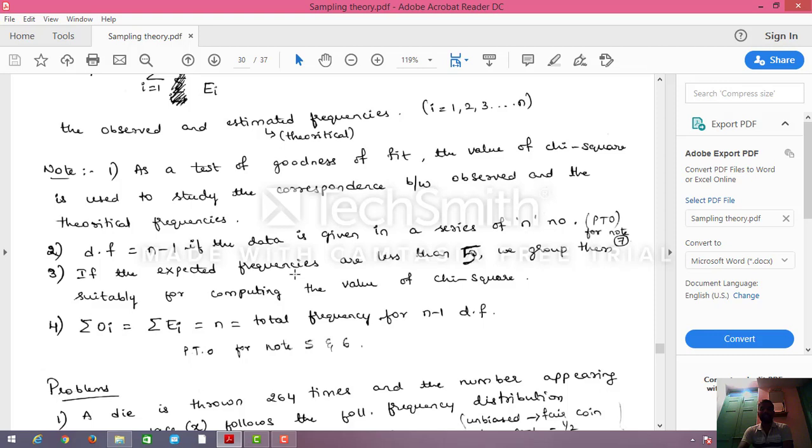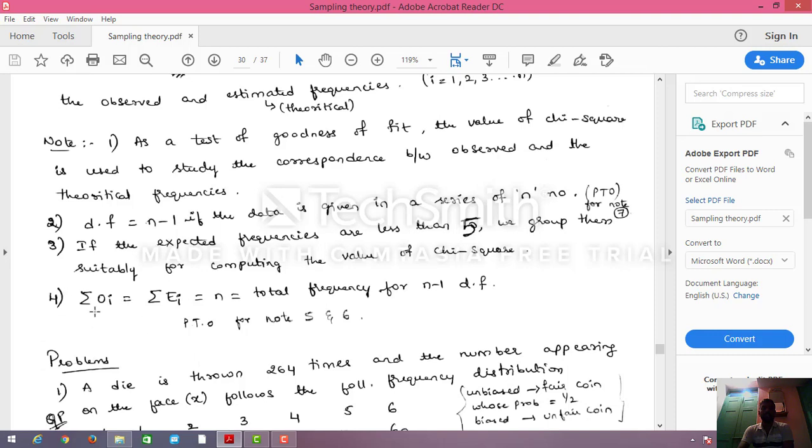If the expected frequencies are less than 5, we group them suitably for computing the value of chi-square. Next, the summation of oi, the observed frequencies, equals the summation of ei, the expected frequencies, which we take as n, the total frequency, with n minus 1 degrees of freedom. We'll use these conditions and see the problems.